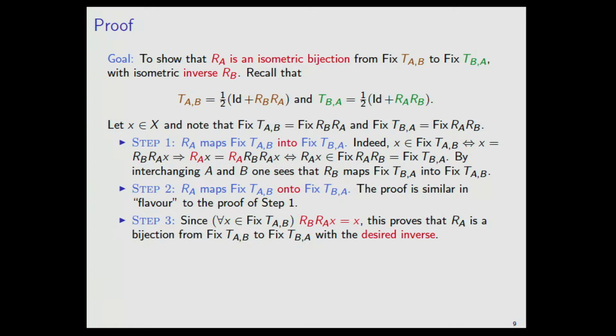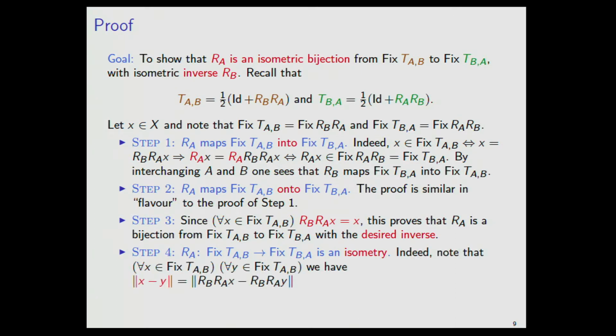Now we want to prove that RB is the inverse of RA, so we use the fact that, again, RB RA X, because it's a fixed point, is the same as X. So it's actually the inverse. And the isometry part uses that RA is non-expansive. So we start with norm X minus Y. By definition, because it's a fixed point, this is exactly what X minus Y equals to. But now we use that RB is non-expansive. So we get this inequality. And now we use that RA is non-expansive. We get one more inequality, and we start and end with norm X minus Y. So all inequalities turn out to be equalities.